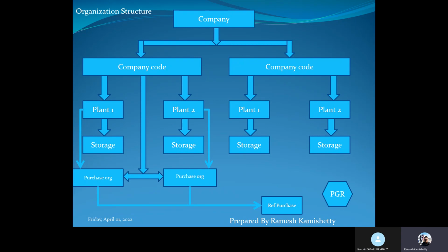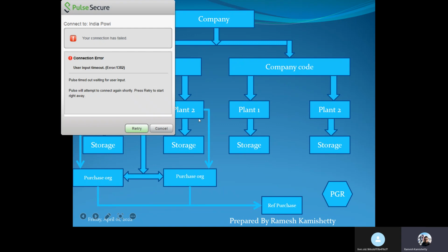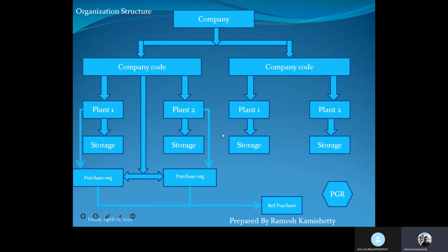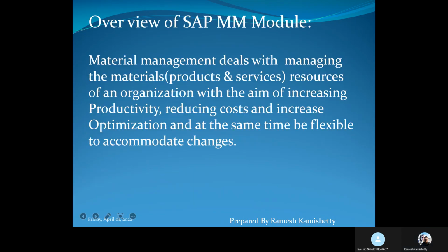So after the plant, we have storage locations. In one plant, we may have 10 storage locations, 20 storage locations, depending on the business of that company. After that, we have the purchaser. Every company needs some purchase organization to procure the material, okay? So we have purchase organization, purchase group. This is about the enterprise structure, okay? So enterprise structure is nothing but the different organization elements: company code, plant, storage location, purchase organization. If it is a warehouse, the warehouse will come under the storage location. Okay. Got it.